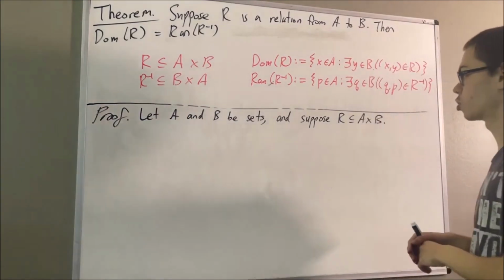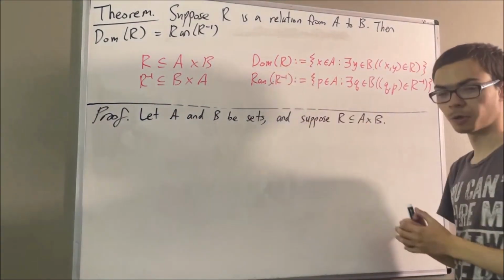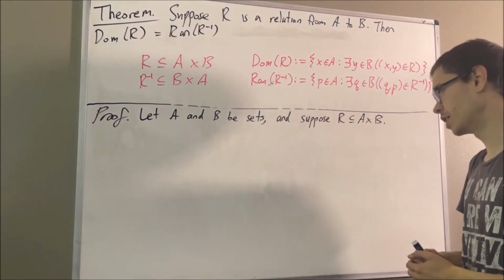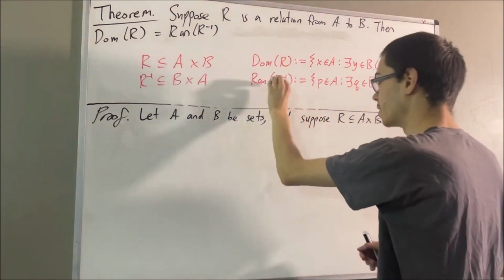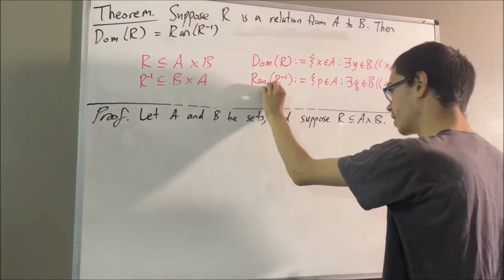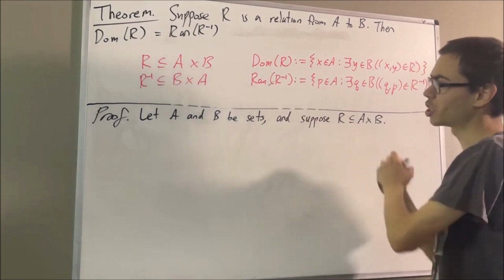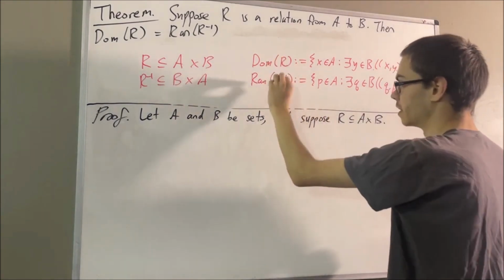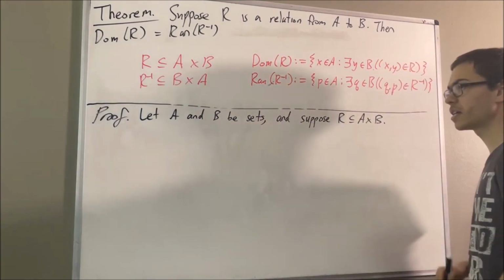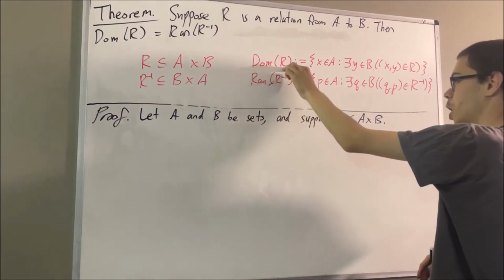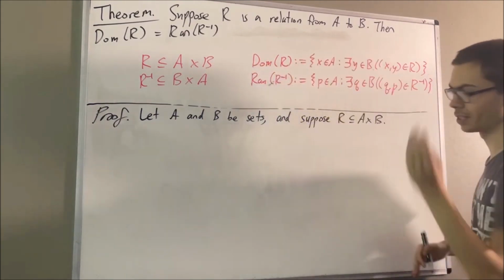So now, we're trying to prove that these two sets are equal. And the way we can do that is we can show that everything in this set is also in this set, and everything in this set is also in this set. Let's start out by showing that everything in this set is also in this set. And to do that, give me an arbitrary element of the domain of R. I'll call it T.